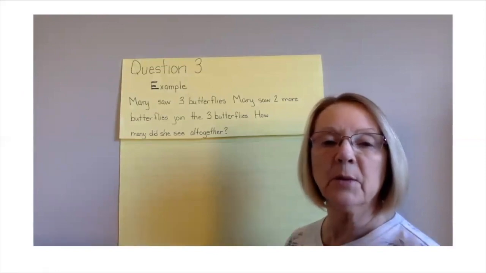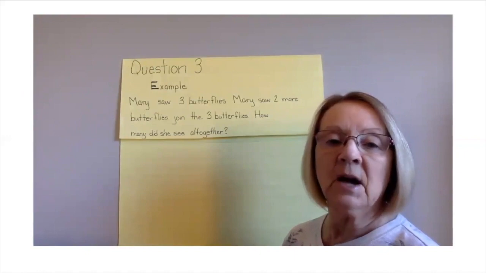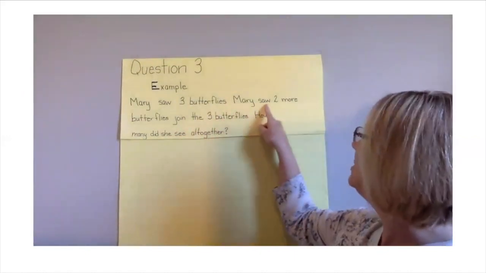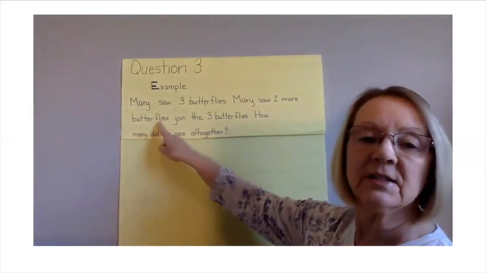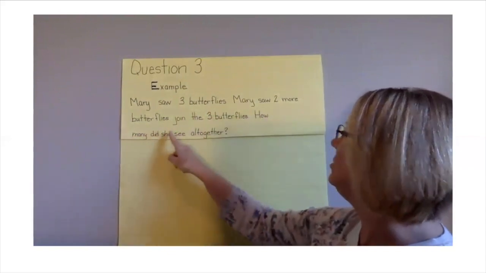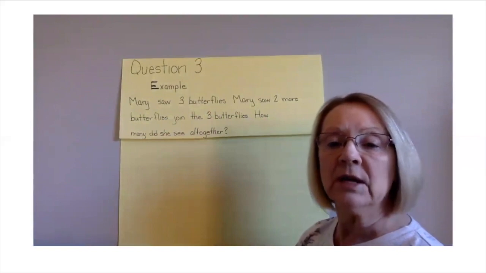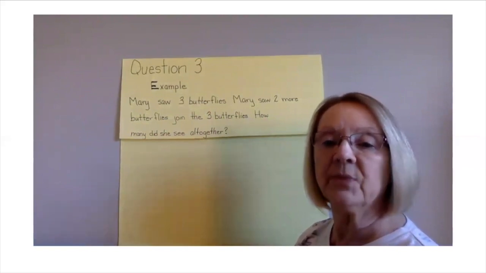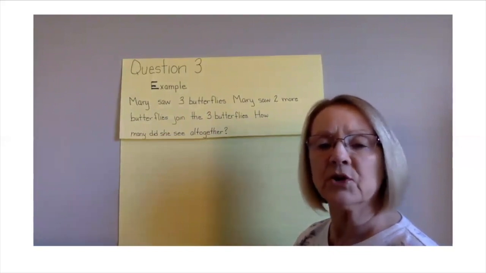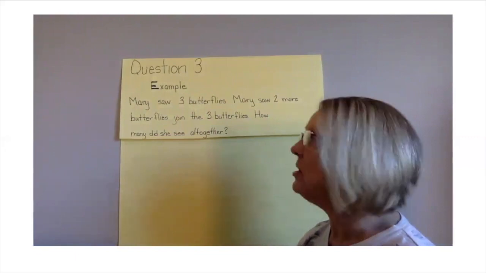Hello, boys and girls. Here is an example of question 3 that you will see in the packet. Mary had 3 butterflies. Mary saw two more butterflies join the three butterflies. How many did she see altogether? So first of all, let's see what we're talking about. We're talking about butterflies. All right, and what is the question asking us? How many did she see altogether?